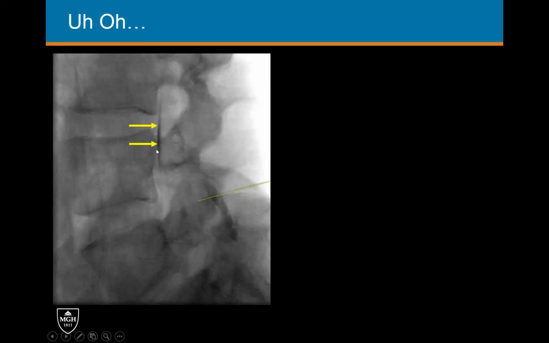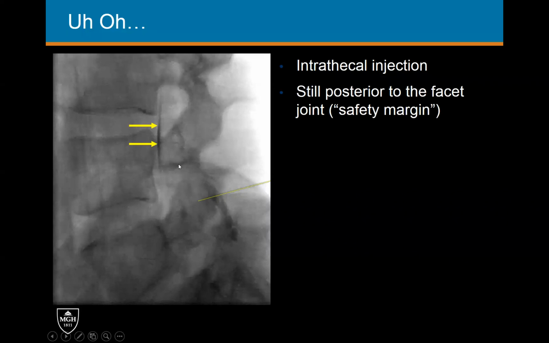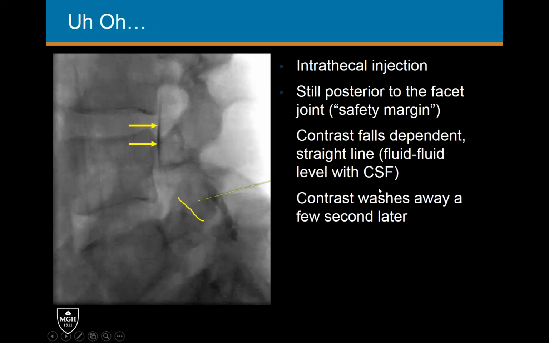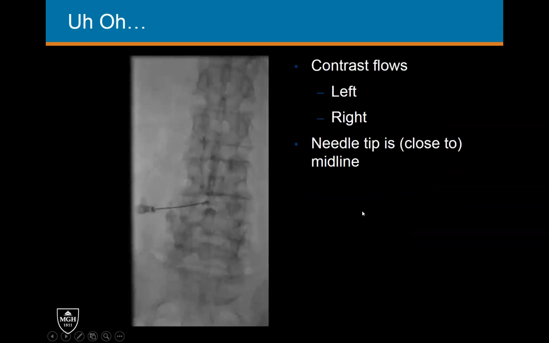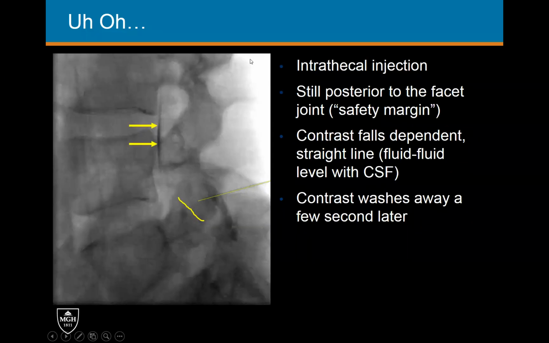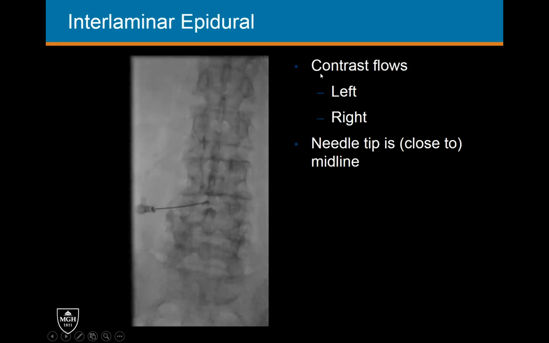Also, the anterior epidural space will generally conform to the shape of the vertebral body. But this intrathecal injection will basically go to the lowest point, the most dependent point, which is what we see here, rather than conforming to the shape of the vertebral body. The other thing is that if you're not sure, wait a couple seconds and see if the contrast washes away. Because if it washes away, then it's in the CSF. If it doesn't wash away, then you're probably okay. But if you see this, this is bad, and you definitely do not want to inject there.